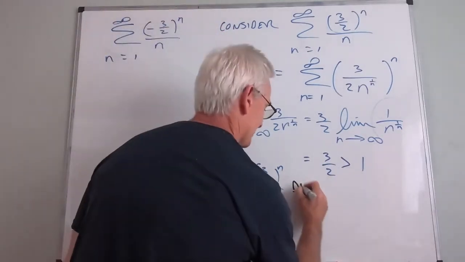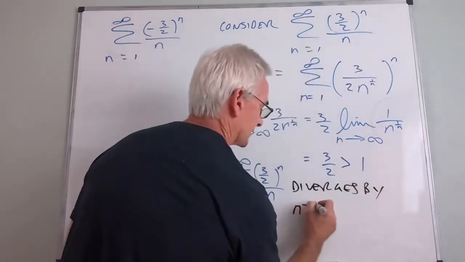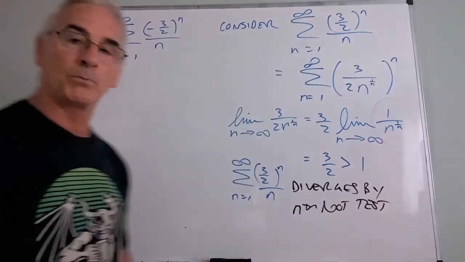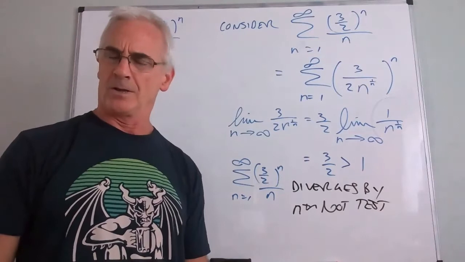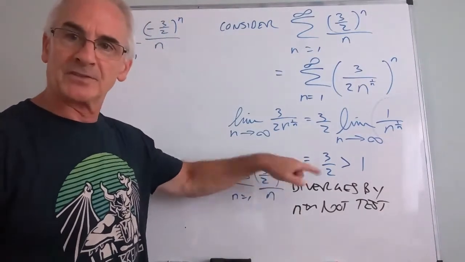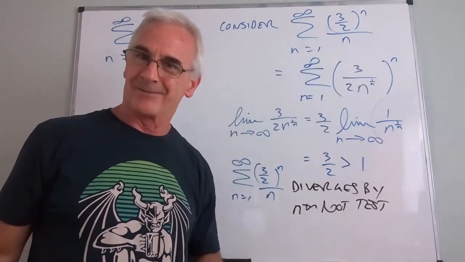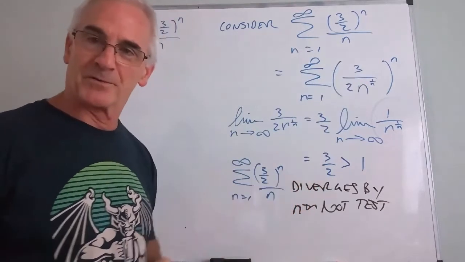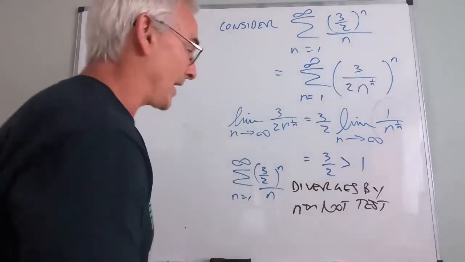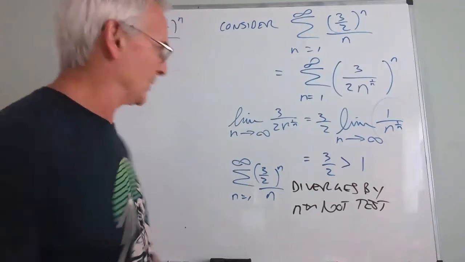Diverges, and we did the nth root test. So now what? Now I've got to do the whole nth term test. Nope, you're done. If my ratio is 3/2, in simple English, doesn't that mean each term is bigger as we go? Aren't my terms getting bigger? That's why the ratio was 3/2. Oh, I don't have to do the nth term test. It already failed.